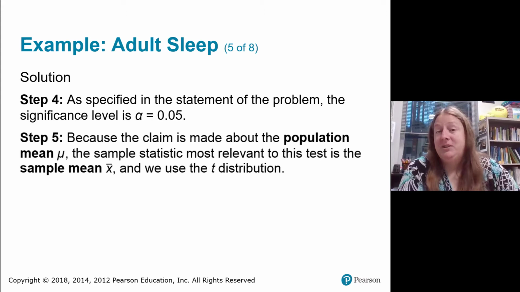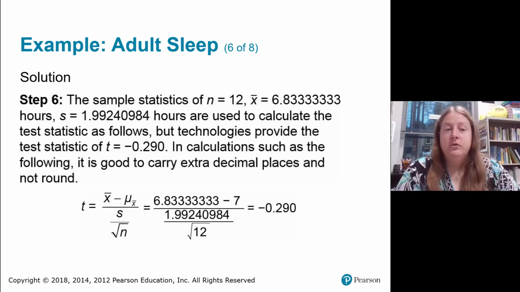The problem statement told us that it wants us to test this at a significance level of 0.05. So that's identified for us. Step 5. Because the claim is made about the population mean and the sample statistic most relevant to this test is the sample mean, we're going to use the t-distribution. This is also because we don't know the population standard deviation. So we're ready to move into step 6, our solution.